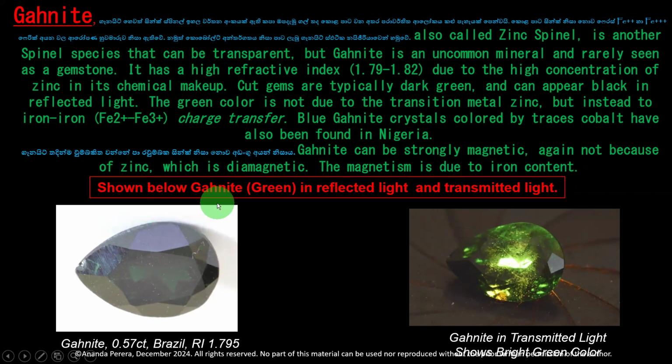Shown below, gahnite is green in reflected light. It is green gahnite in reflected light, and in transmitted light, it is like this. So this is the difference. This is a 0.57 carat Brazil stone, gahnite. This is transmitted light. It gives green color.